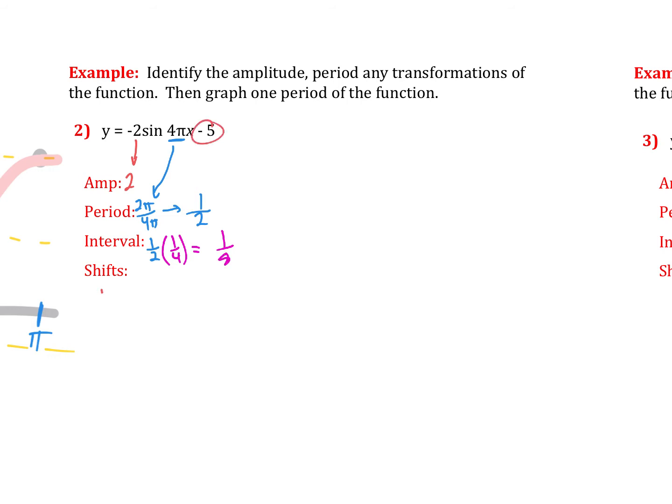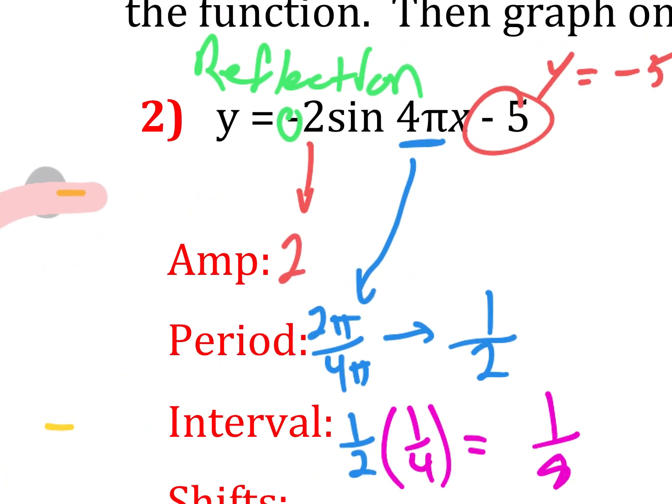Shifts, this thing goes down 5. So my midline is y equals -5. I'm also noticing that we are going to have a reflection. So typically my sine functions start at the origin, go up, and kind of swoop back down. This one is going to be upside down. So this one is going to look like the green function, since it got flipped. Everything else will be the exact same.